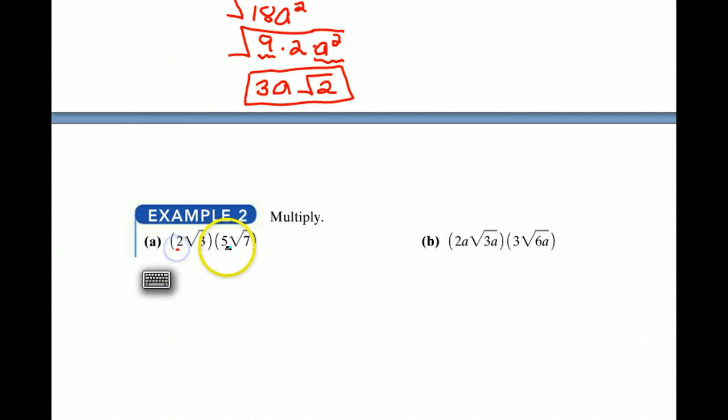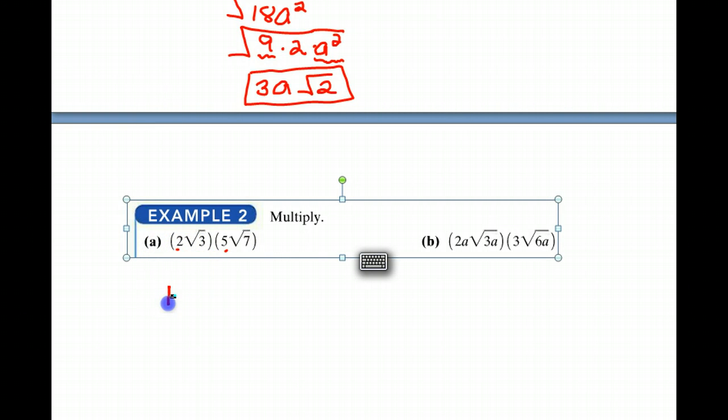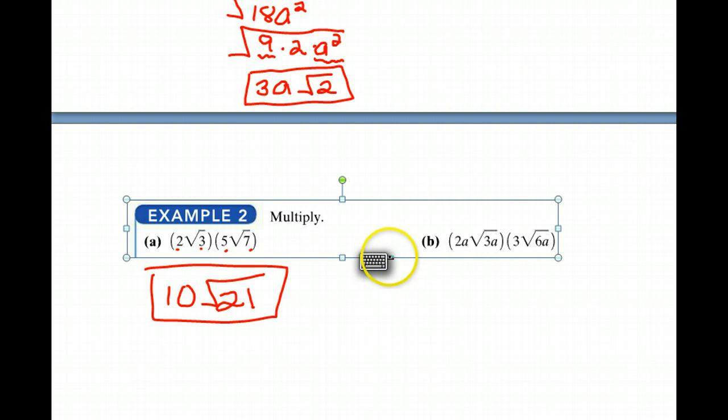So 2 times 5 is going to make 10, and 3 times 7 is going to make 21 underneath the radical. Always check to see if you can break your radicand into any type of perfect square. In this particular problem, we cannot, so our final answer here is going to be 10 times square root 21. And we would just simply leave it like that.